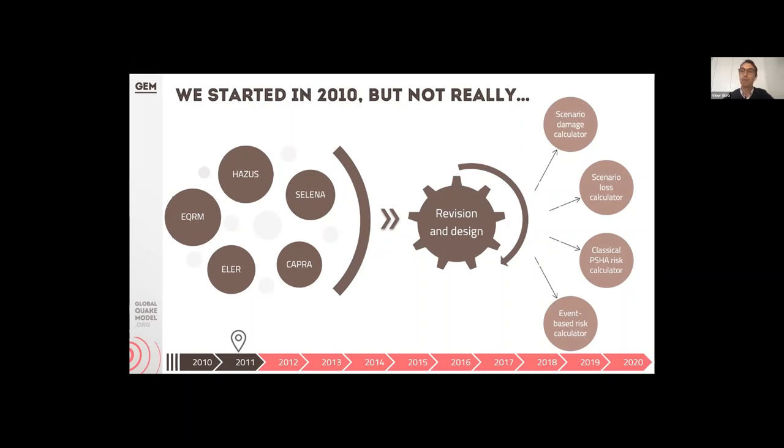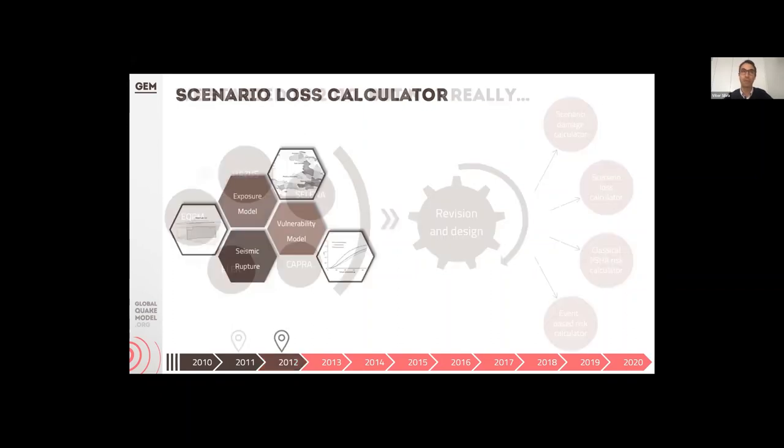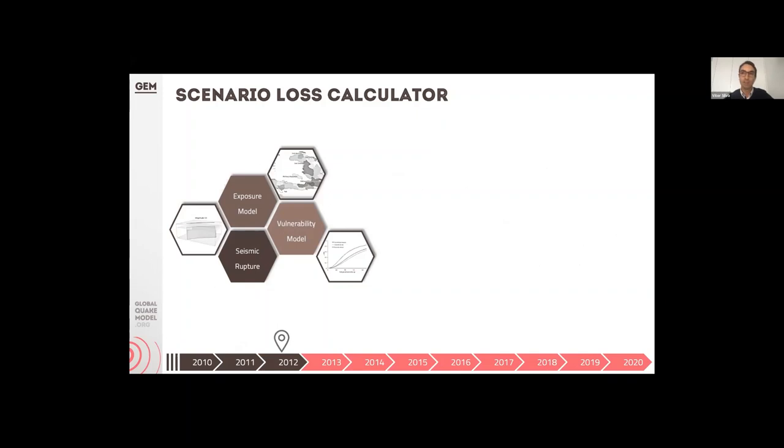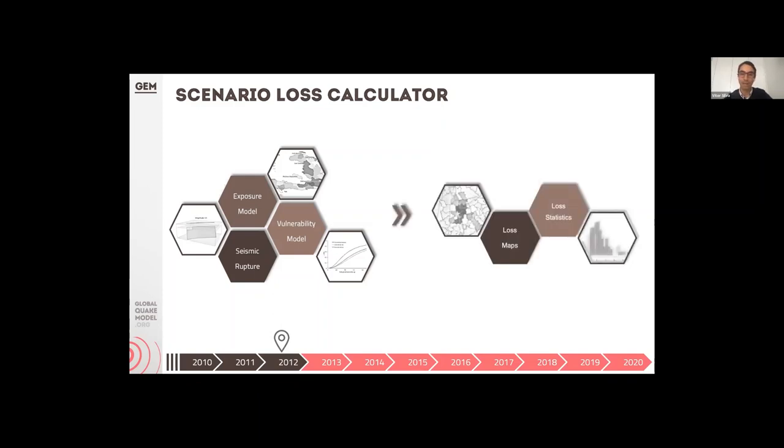I would like to mention a little bit of each one of these calculators for some of you that are not so familiar with OpenQuake. One of the simplest calculators in the OpenQuake Engine is the scenario loss calculator. In this workflow, a seismic rupture is defined in order to generate many realizations of the ground shaking in the affected area, and one or multiple ground motion prediction equations can be used. It is also necessary to have an exposure model defining the location, the value, occupants, and number of buildings, and finally also vulnerability modeling establishing the probability of loss ratio conditional on ground shaking intensity.